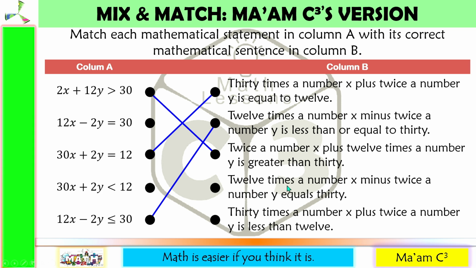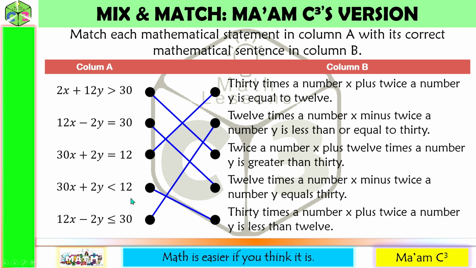Next one, 12 times a number x. Minus twice a number y equals 30. So this is the correct answer. And last one, 30 times a number x plus twice a number y is less than 12. This is equal, this is less than, so yes, this is the correct answer.